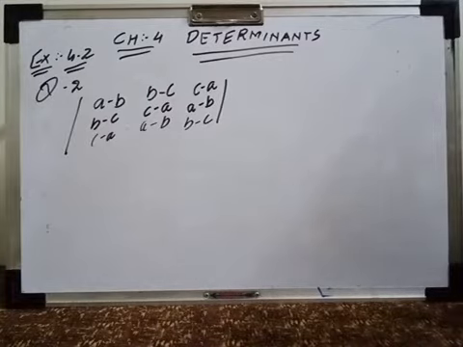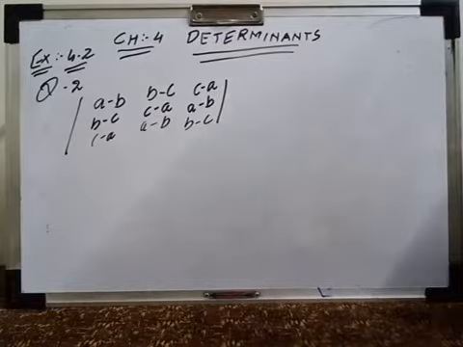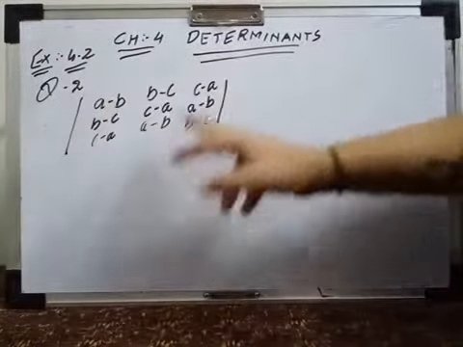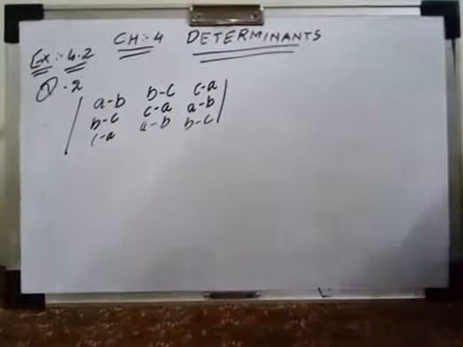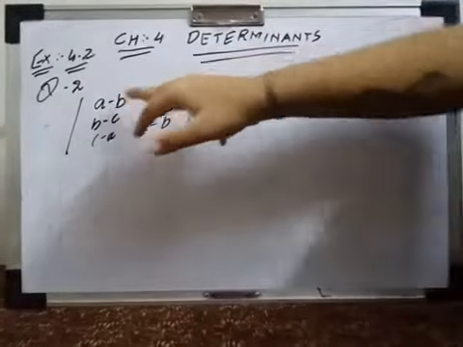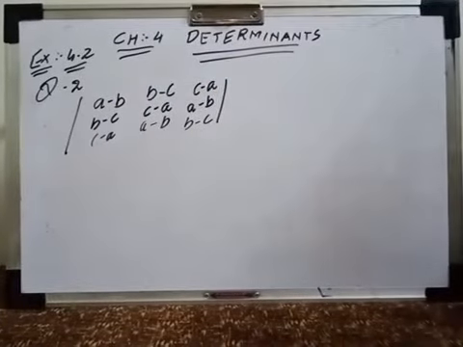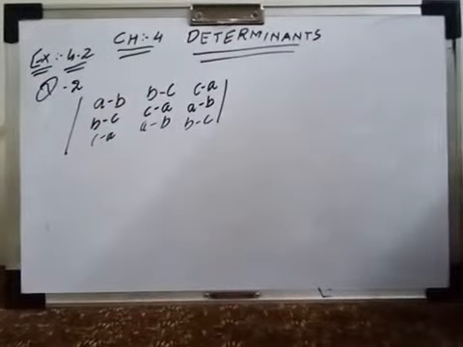Here, we are asked to find the value of this determinant without actually expanding it. So, we'll try to find the relation between columns. If I observe column 1 and column 3 carefully, both of them have a in common, and that too of opposite sign. Here it is plus a, here it is minus a.